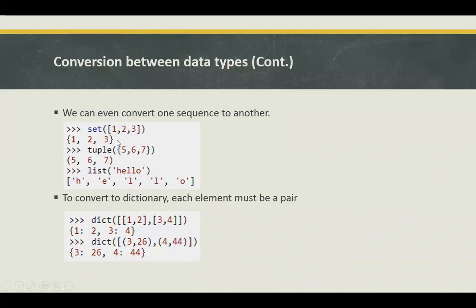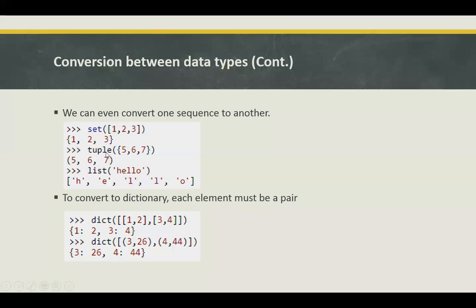So here the curly bracket is there. As we have discussed earlier, for the list it is a square bracket, for the tuple it is a rounded bracket, and for the set it is the curly bracket. Right? So set, curly bracket.